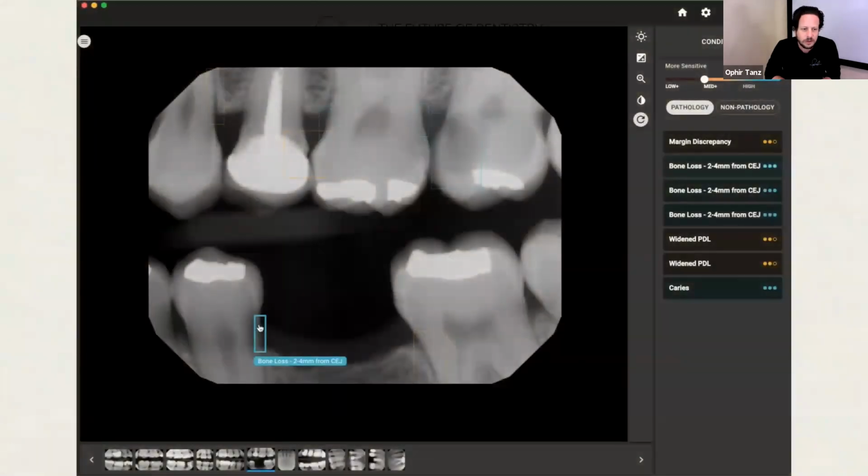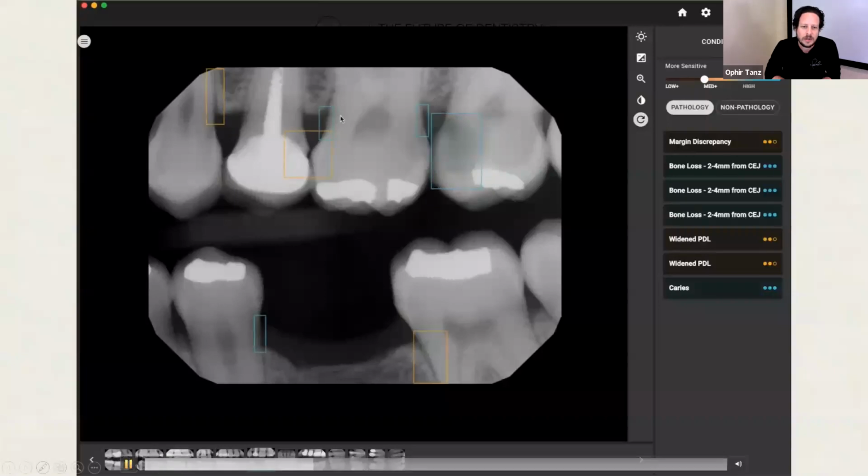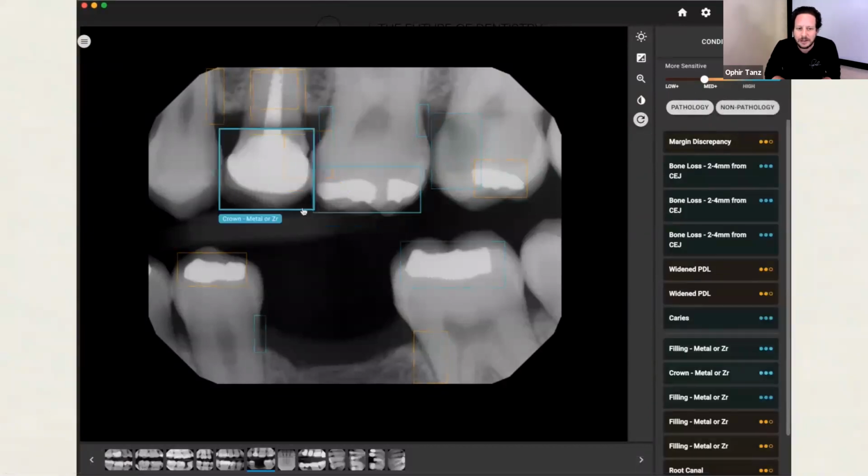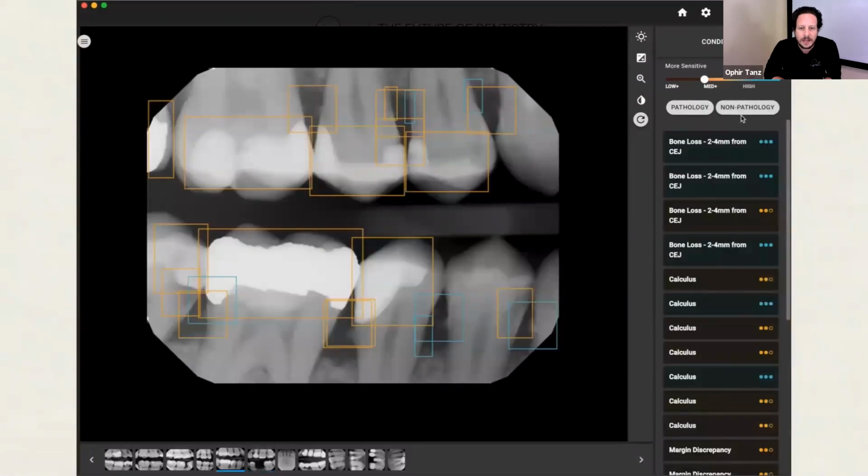Pretty straightforward. What you find is, in real time, within milliseconds, you're able to identify pathologies, whether that's bone loss at the millimeter level, margin discrepancies, periapical radiolucency, calculus, existing restorations, the list goes on and on. Incredibly accurate, incredibly fast, and totally on demand.